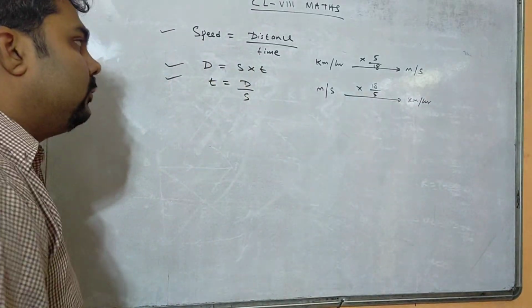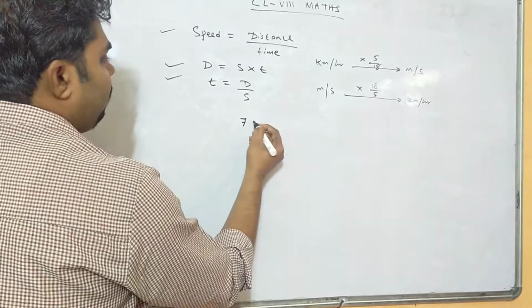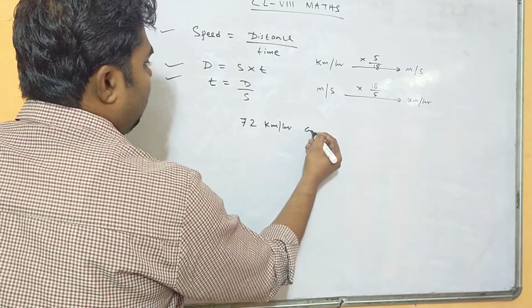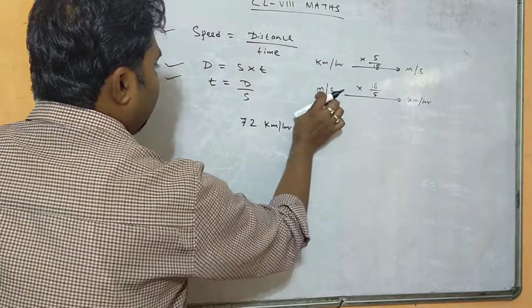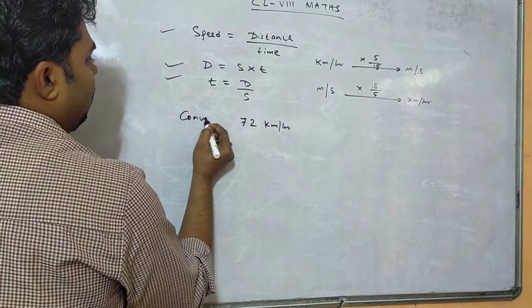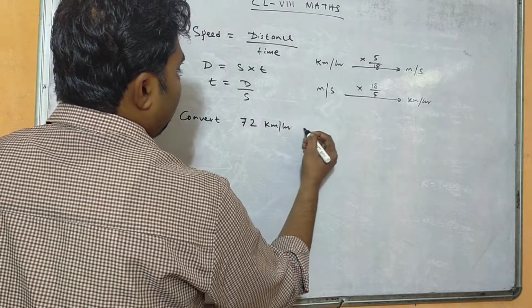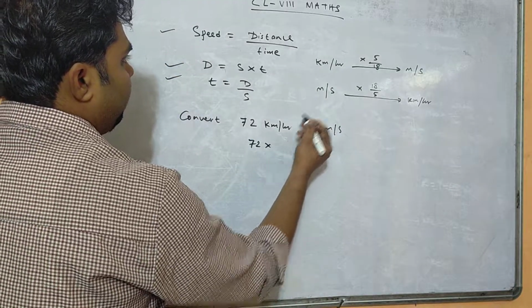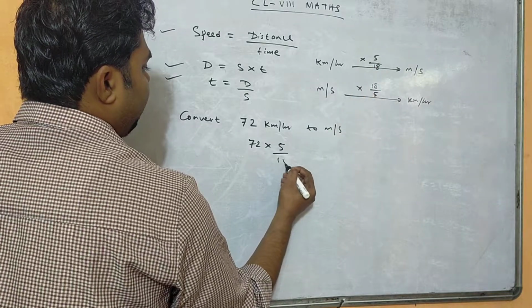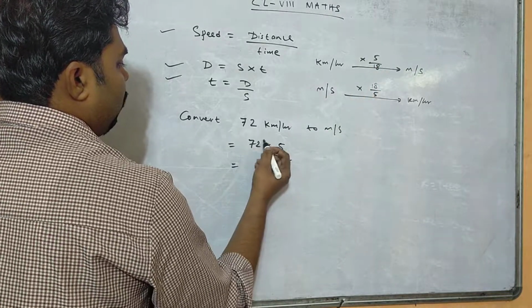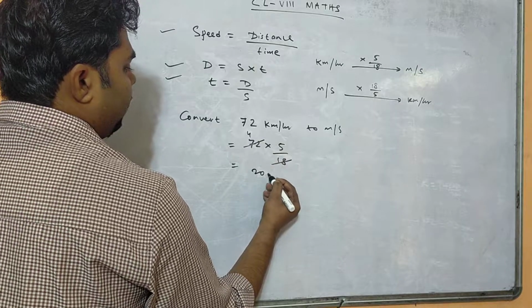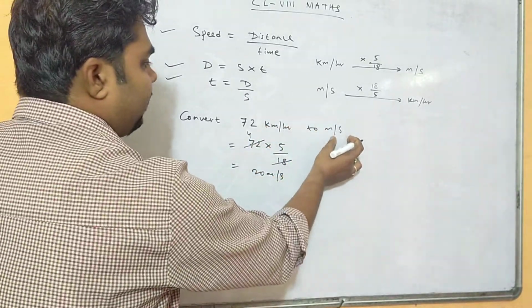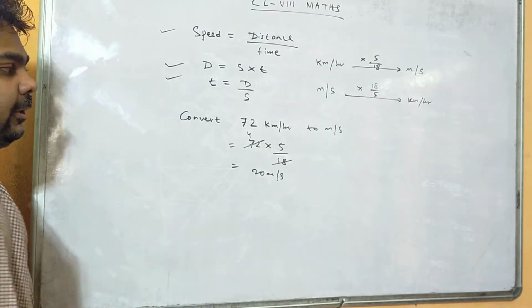For example, convert 72 km per hour to meter per second. So what you will do, 72 multiply by 5 by 18, right? 18 4s are 72, so 4 5s are 20, that means 20 meter per second. It was in kilometer per hour, you have converted to meter per second by multiplying by 5 by 18.